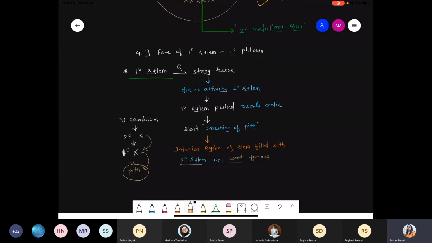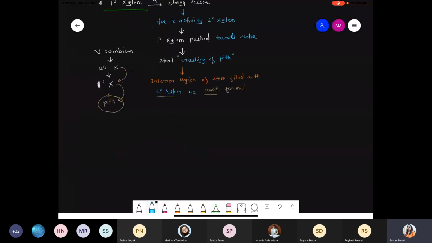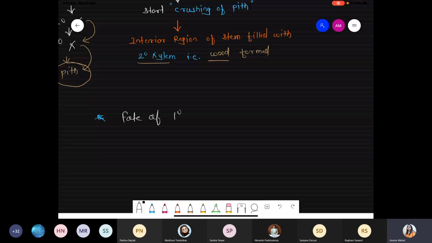Okay, chalo. Next is a simple step and the last point. Just 2 minutes, okay? So we are talking about the next part, that is the fate of primary phloem. We are continuing with this. Phloem is made up of sieve tube cells, companion cells, parenchyma, and fiber. So it's quite weak, and these are thin tissues.